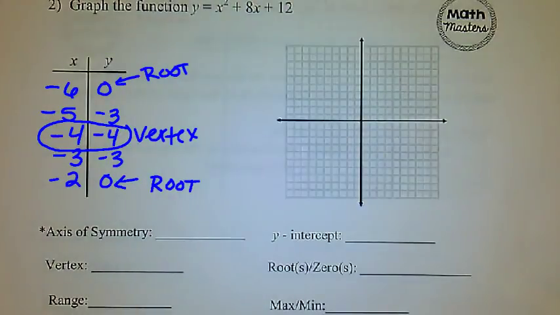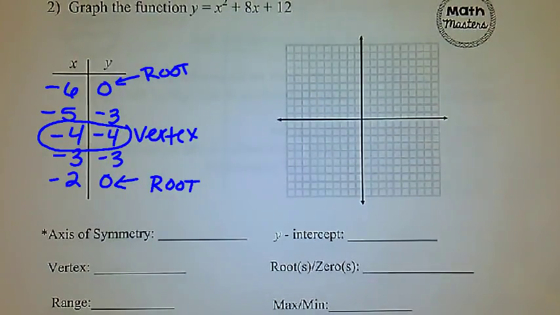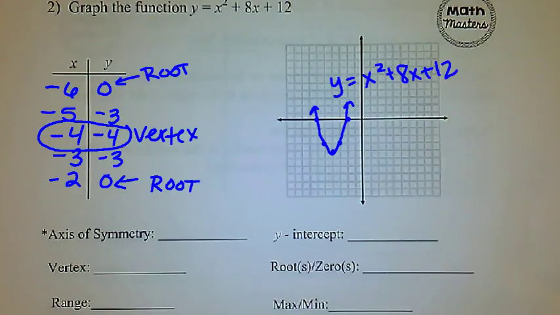Okay, so you can go ahead and graph that now. Okay, so here's what my graph would look like. Make sure you also label your graph. Alright, so we're going to skip the axis of symmetry for a second because that's our new one. So let's look at everything else.